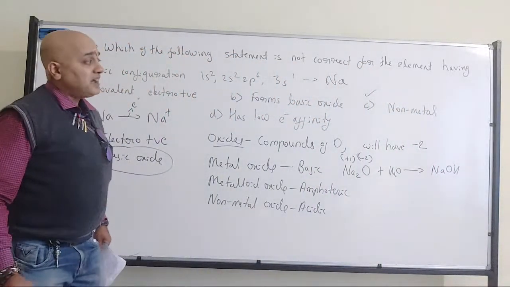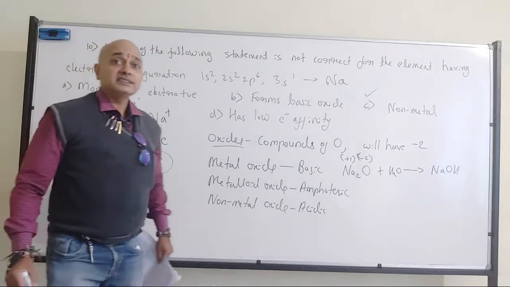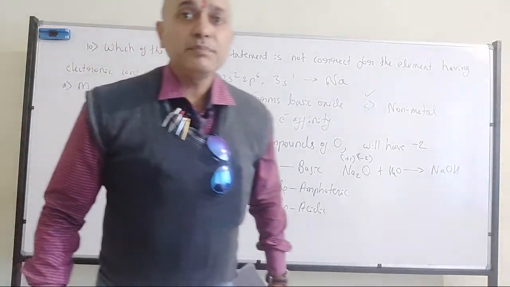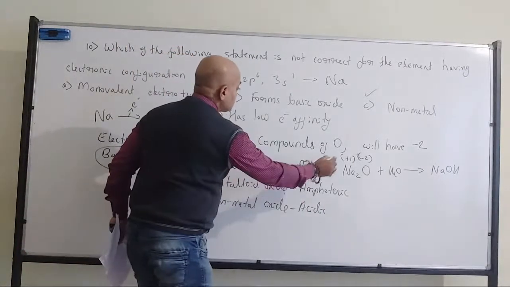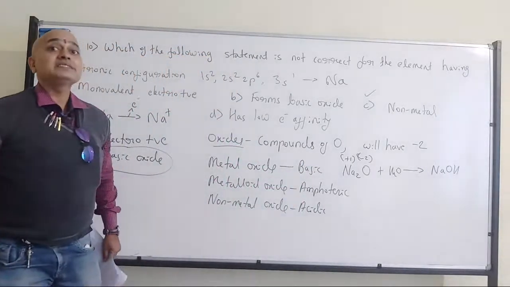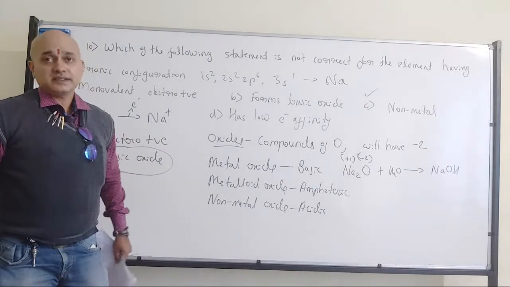Okay, so that's where sodium hydroxide is an alkali. It's basic. It forms a basic solution. So therefore metal oxides are considered as basic oxides. This is one of the reasons.